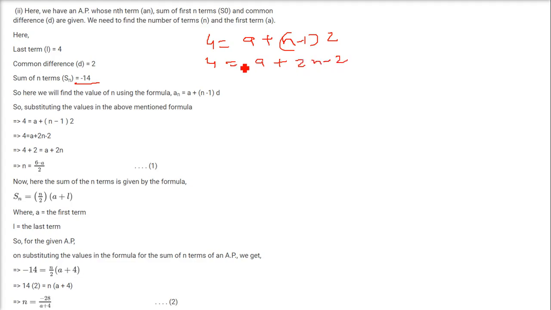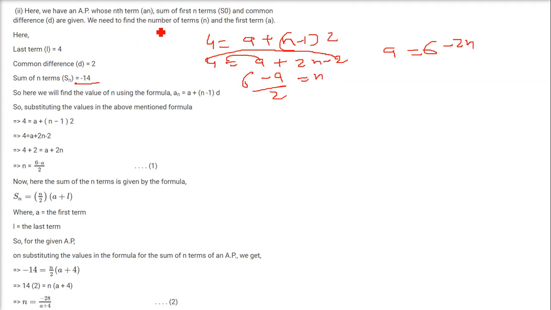So 4 plus 2, this goes here, it will be 6. a also goes here, so 6 minus a, 2 comes down. So n will be 6 minus a by 2. Or you can also take a as 6 minus 2n. You can do it like this also. a you can put, n you can put.